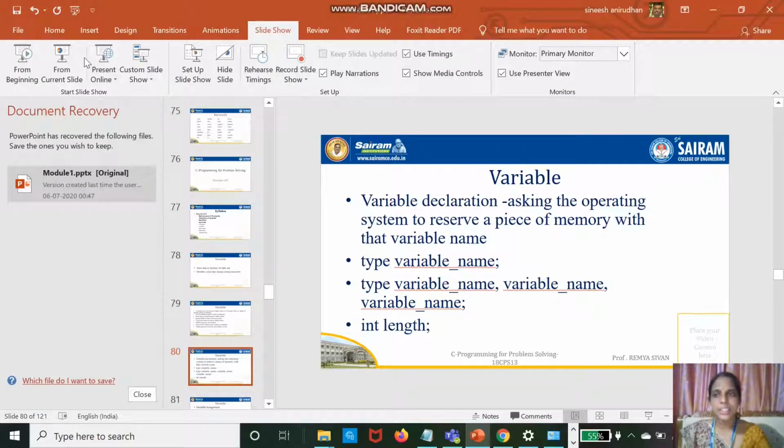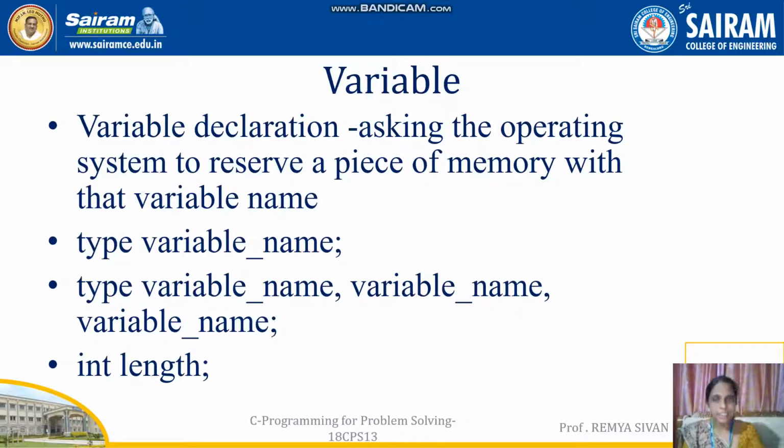Then what is variable declaration? Variable declaration is asking the operating system to reserve a piece of memory with that variable name. So I have selected my variable name as num1. But why do we need a variable? We need a variable to name a memory, right? So we ask the operating system with the help of variable declaration.